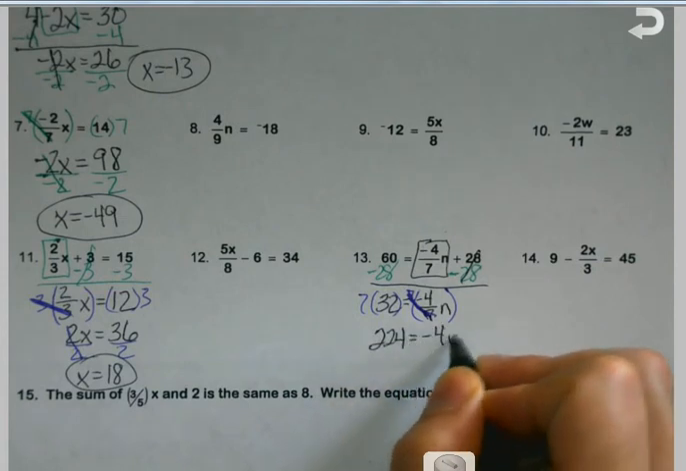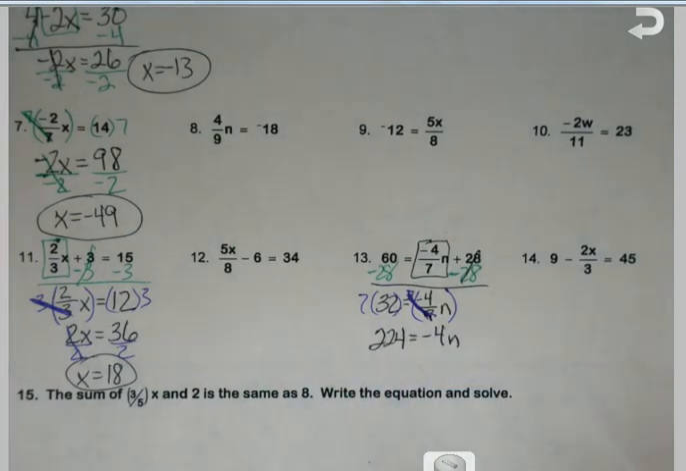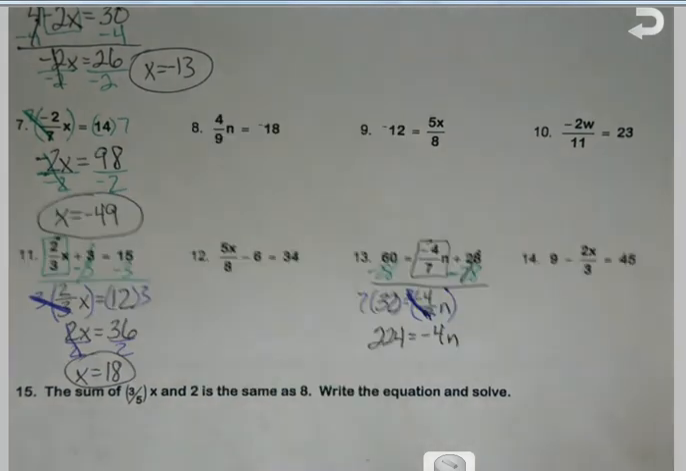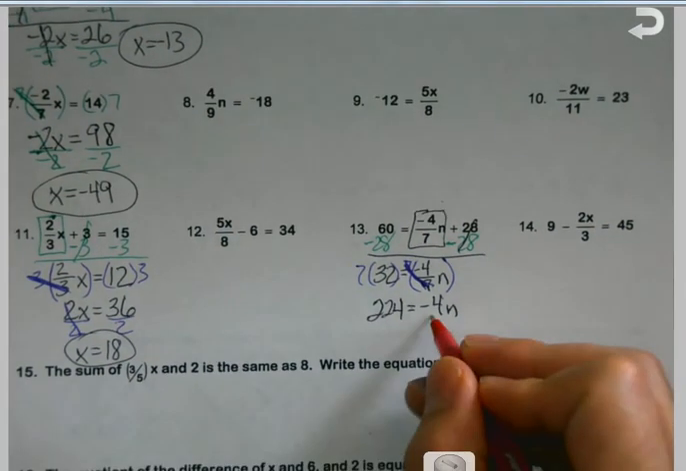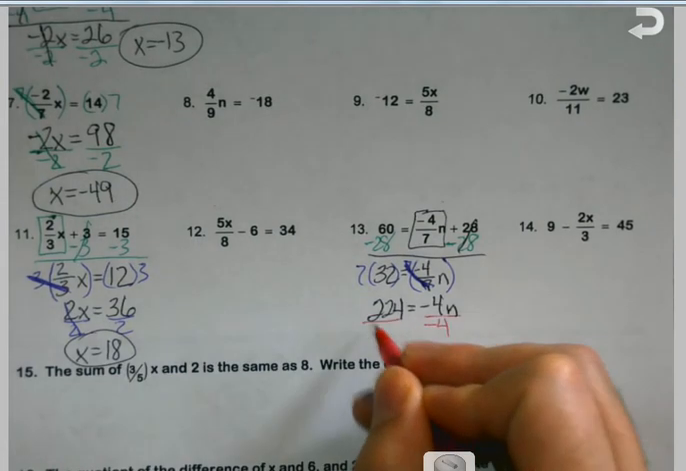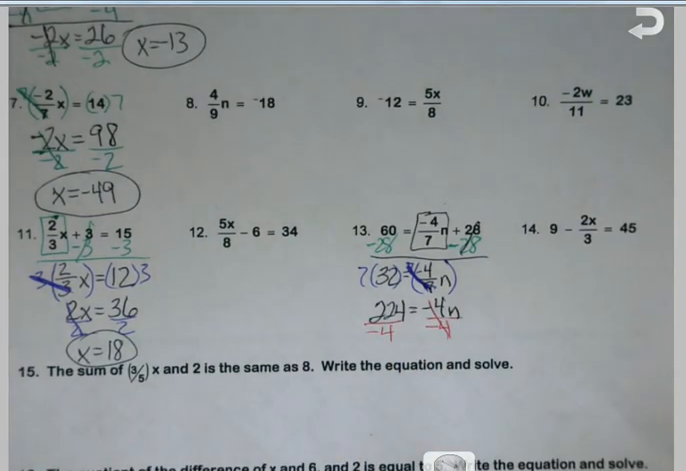Don't lose the negative on your 4. It's the details in life that kind of separate us from other people. If we pay attention to detail, it makes everything so much better.